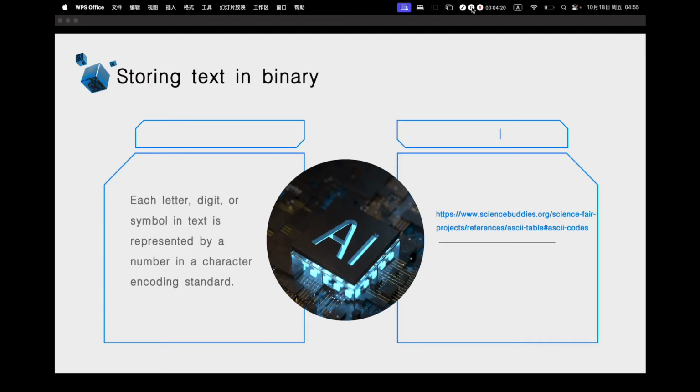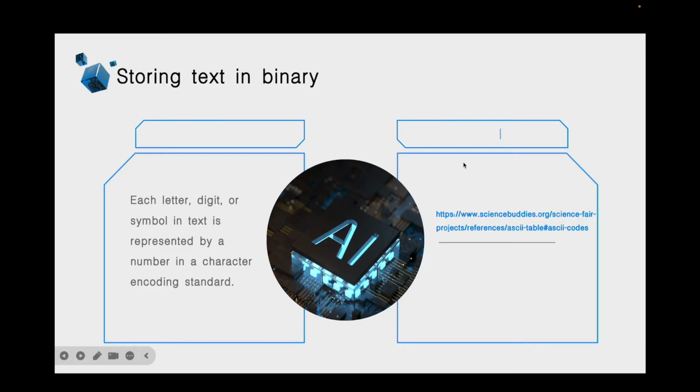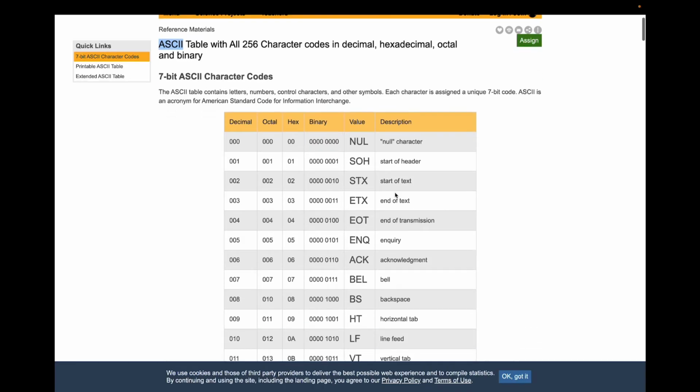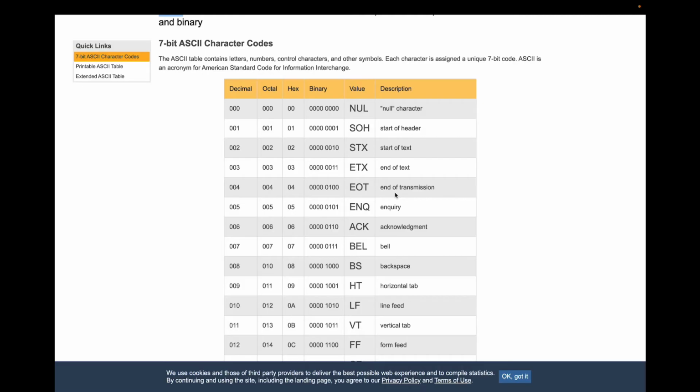Okay, guys. Now we can move into our next topic. So it is storing text in binary. For every letter, digit, or symbol in text, it is represented by a number in a character encoding standard. So today I'm going to introduce you to ASCII, and here's the website link. It is a website where it shows the code for every letter and number.